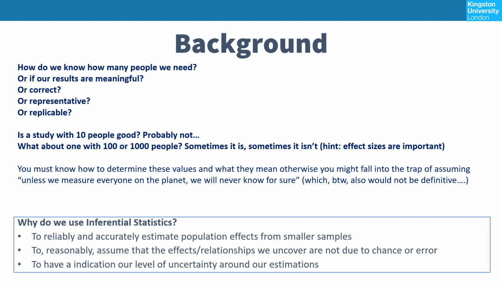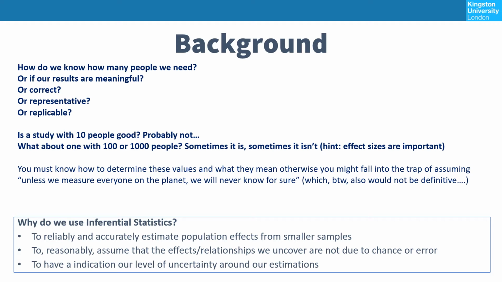We might also care about how many people we actually need in a study to be able to make such statements. Are 10 people good enough? Probably not. But what about 100, 1,000? The population of the planet is pretty big. How do we know how many people we actually need, and if the results that we find based on smaller samples are representative of the bigger population?